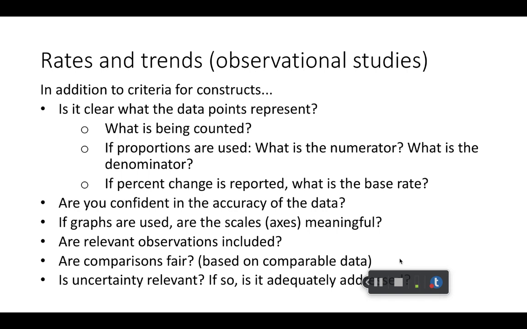Then we ask, are you confident in the accuracy of the data? Do you have any reason to worry about the accuracy of the data? If graphs are used, are the scales and the axes of the scales meaningful? Are all relevant observations included, or are some observations left out? Some participants left out, perhaps. If the authors are making comparisons, are these comparisons fair? Are they based on comparable data? And is uncertainty relevant? Is it possible that we don't know how accurate some of the estimates are? And if so, are ideas of uncertainty adequately addressed?